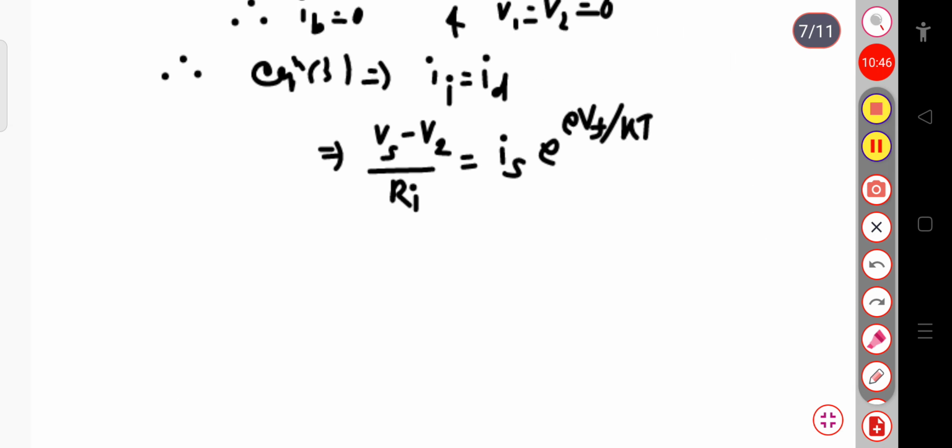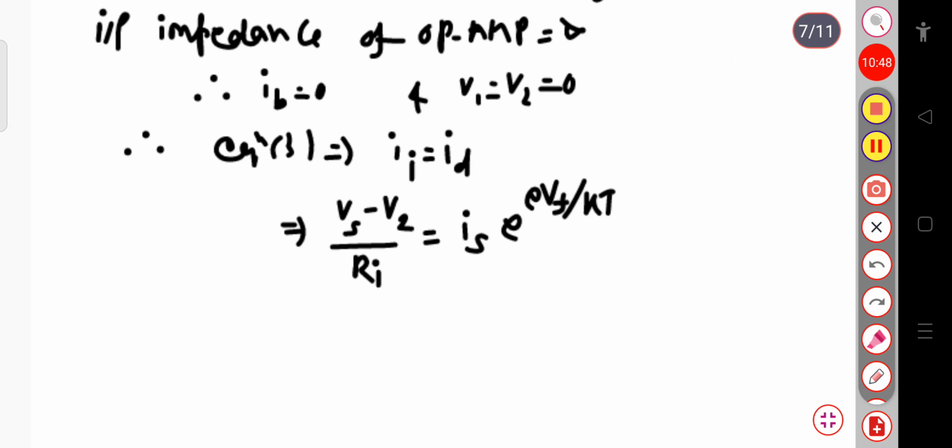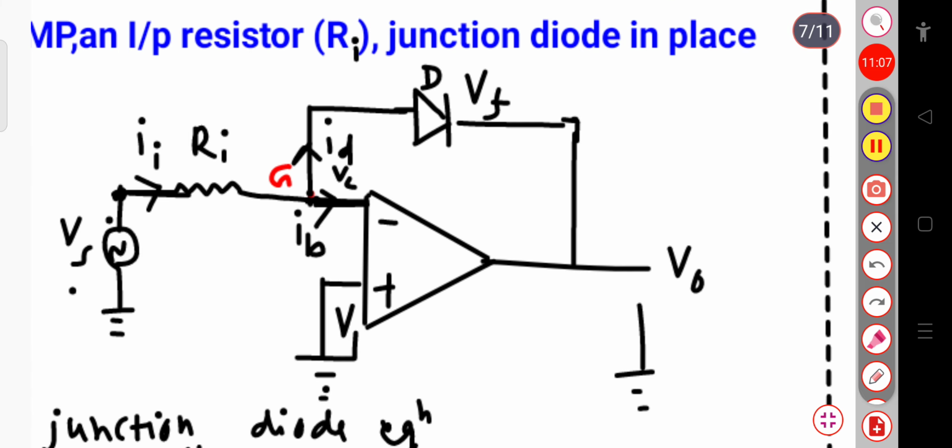Now, since V2 equal to 0, this term goes to 0. So we can write Vs divided by Ri will be equal to Is into exponential e, in place of Vf. Vf is the forward voltage for the junction diode. This Vf can be written as V2 minus Vu. So in place of Vf I will write V2 minus Vu.